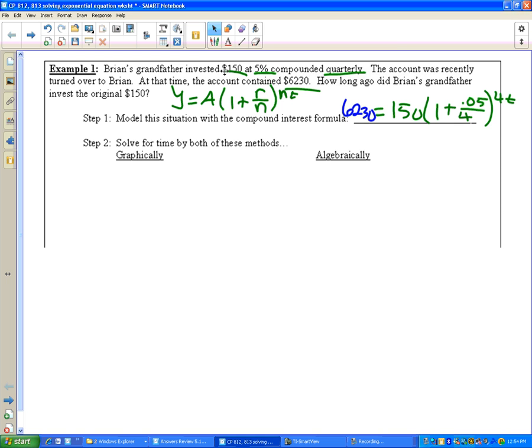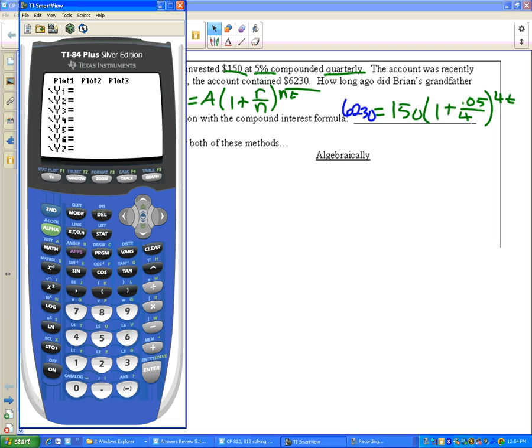I want to solve this graphically and algebraically. So let's start with graphically. Here's my calculator. I hit y equals to go to my equation. First thing I plug in is my right side, 150 times, open parenthesis, 1 plus 0.05 divided by 4, close parentheses. That's going to divide before I add, so I'm good with that. Then to the, open a parenthesis, 4x power.